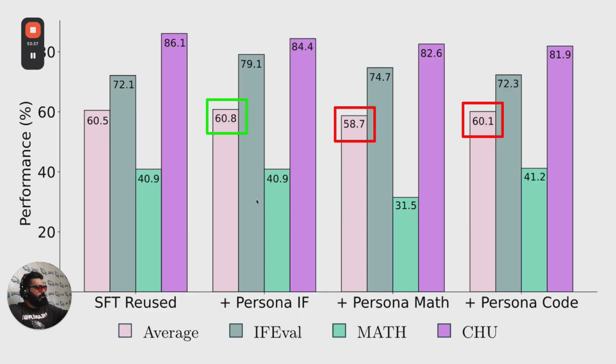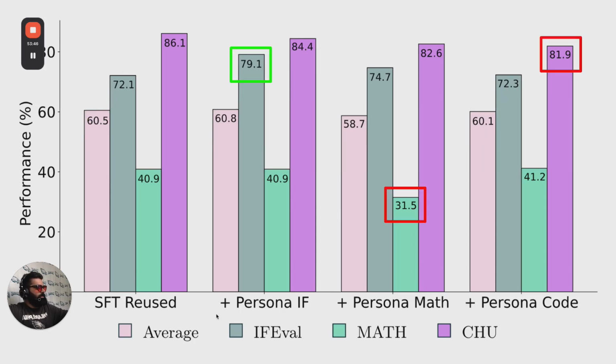Here is their evidence that Persona IF improves the average, but Persona Math and Code decrease the average. Here is the evidence that Persona IF improves the instruction following eval score, but Persona Math actually decreases the math score, and Persona Code 81.9 decreases the 86.1 baseline.